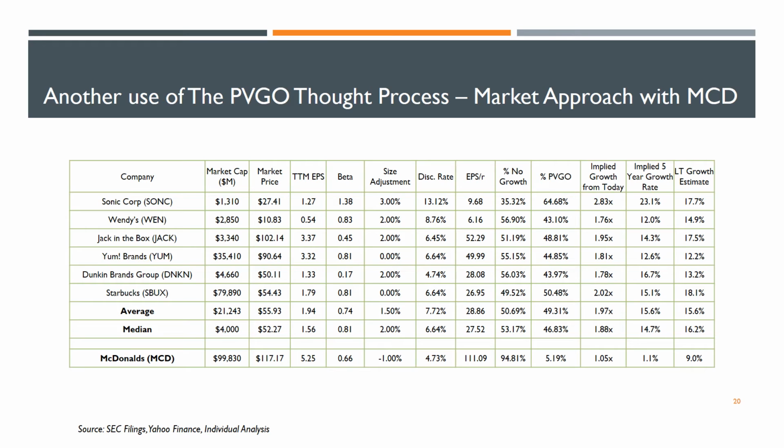As you can see here, McDonald's implied growth rate is about only 1%, and PVGO is only about 5% using those numbers. Whereas the rest of the industry, although the rest of the industry is kind of smaller, they have higher growth rates, higher long-term estimate growth, higher PVGOs. So this is another way you can use the PVGO process. But let's take it a step further.